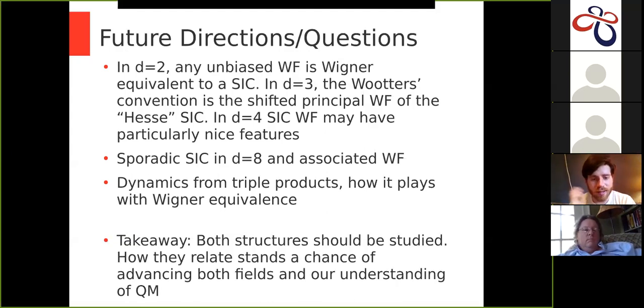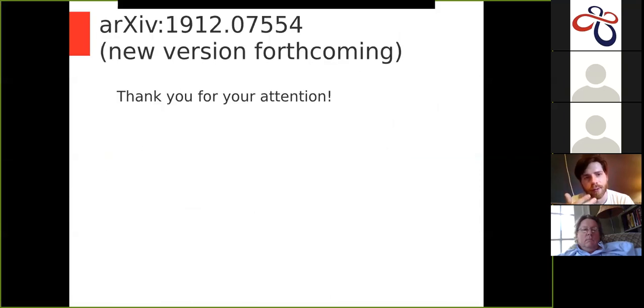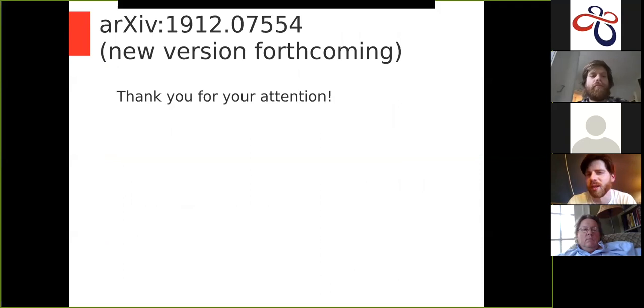Anyway, the takeaway is that both structures should be studied. That's how I feel about it, and how they relate stands a chance of advancing both fields and our understanding of quantum mechanics in general. So this is the arXiv. A new version should be coming probably within a week or so. Thank you for your attention.